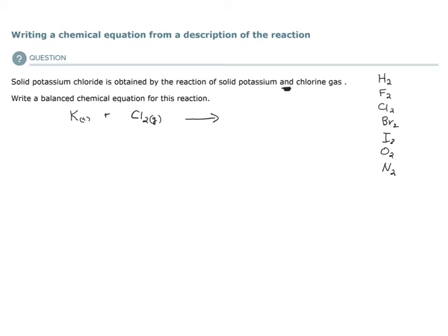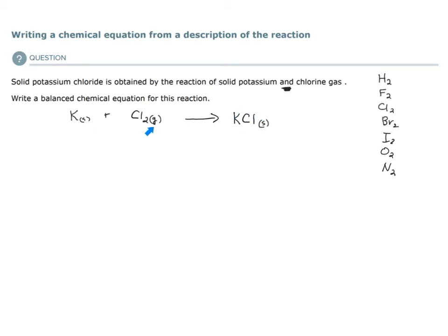Okay? So what is our product? Solid potassium chloride. Potassium chloride, an ionic compound, will have the chemical formula of KCl, and it's solid. All right, so I know that this compound needs to be neutral, and the charge of potassium is +1, charge of chloride is -1, so the ratio of each should be 1 to 1, so I know that is correct.